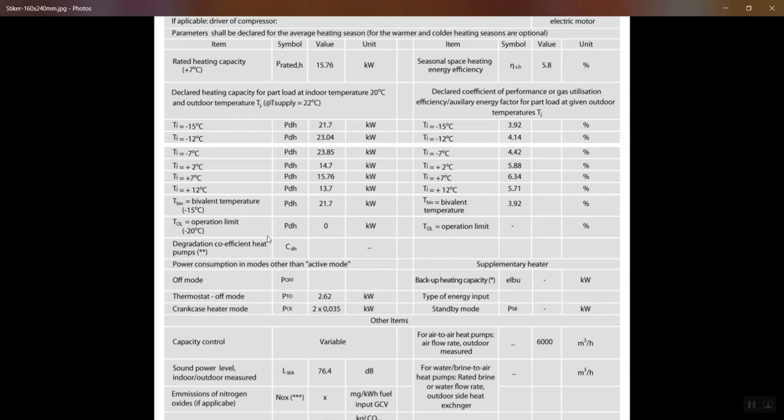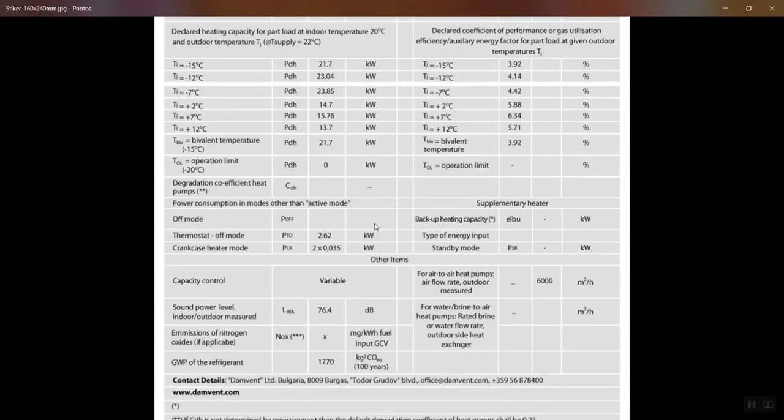So for us, this operational limit is minus 20 degrees Celsius, and respectively the capacity is 0 kilowatts. On the right side we have the COPs at the different ambient temperatures respectively to the heating capacities. So you're able to see the COPs at different ambient temperatures and fixed indoor and supply. So here are the real values.